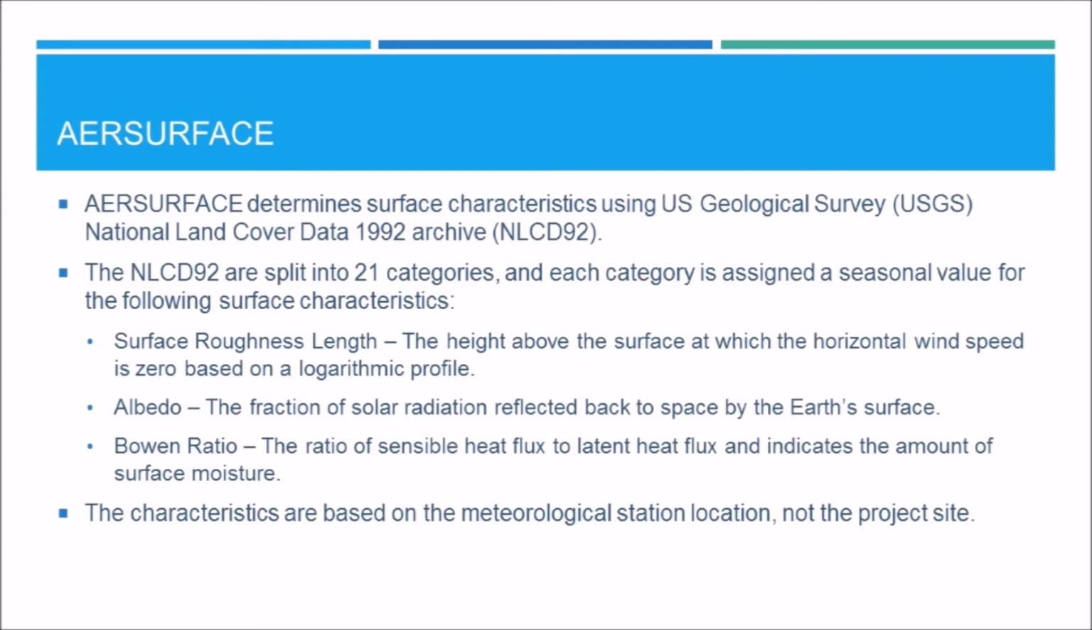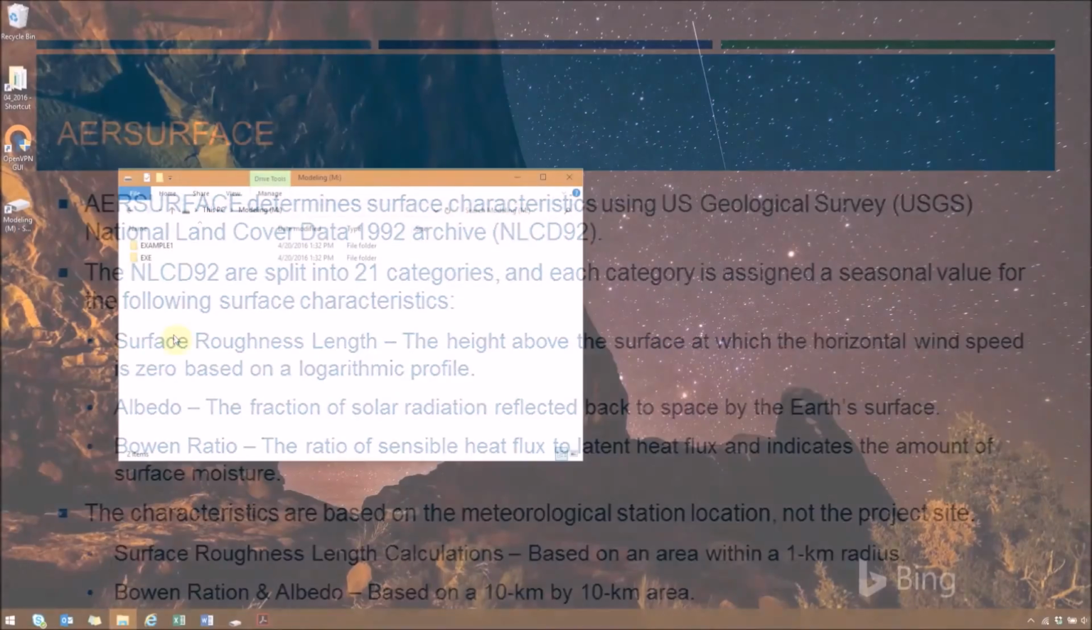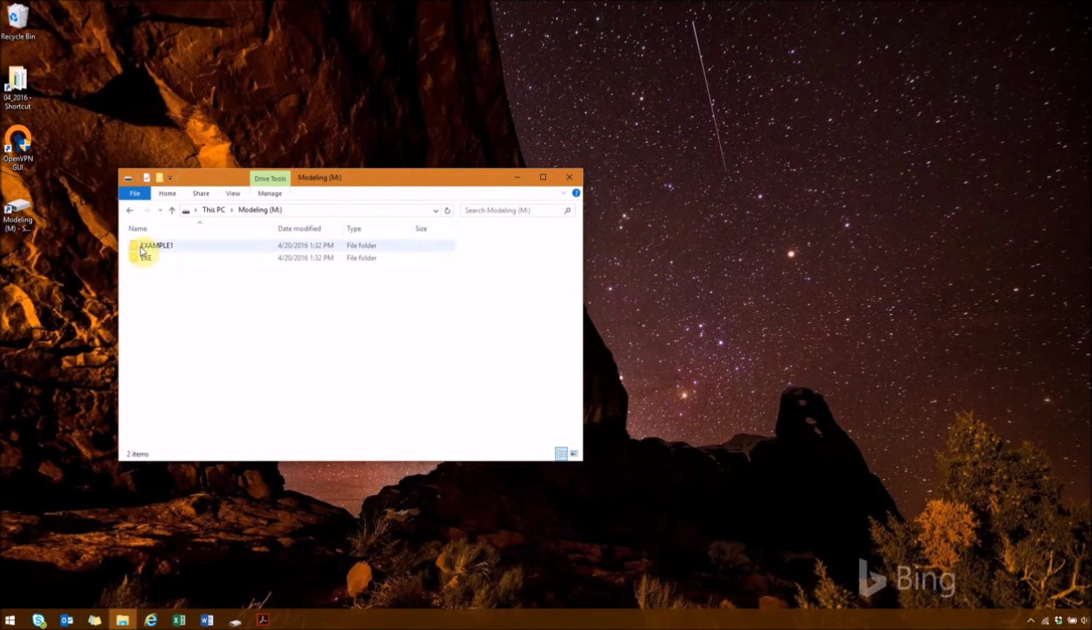And it's important to note that the surface characteristics are based on the location of the meteorological tower, not the project site. The surface roughness length calculations are based on a circular area within 1 kilometer of the meteorological station, and the Bowen ratio and albedo calculations are based on a 10 kilometer by 10 kilometer area centered on the meteorological station. First, I'm going to explain the variables defined in the AERSURFACE input file.